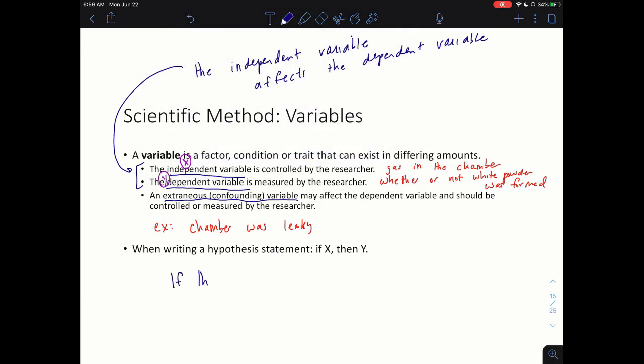So if the independent variable, then the dependent variable. So for example, if oxygen is present, then the metal will react. So if independent variable, then dependent variable.